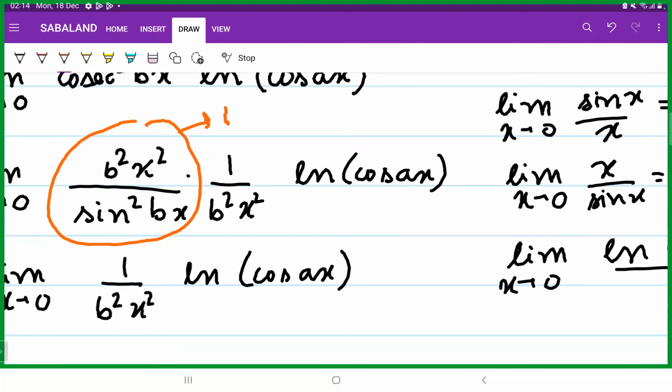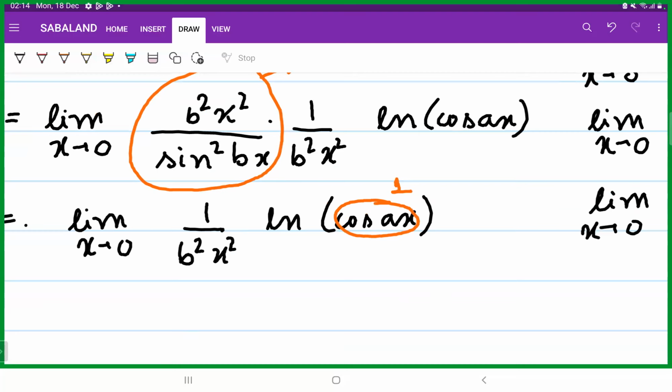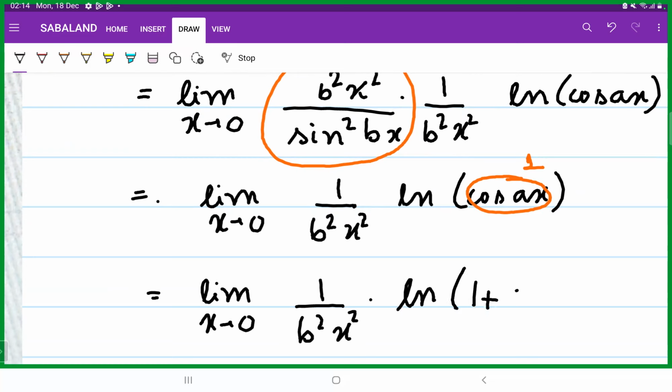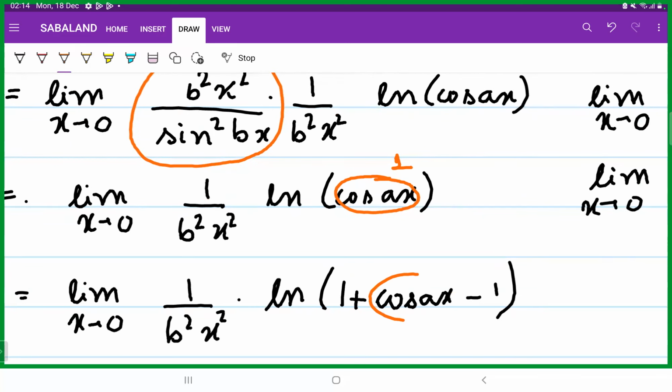Now here we can see that cos ax tends to 1, right? I'm sorry, not 1. Yeah, it tends to 1. So it does not tend to 0, and we have to make it tend to 0. So this is what we can do. Limit x tends to 0, 1 by b square x square, and we'll basically add and subtract 1. Now we can compare this portion with the x in this particular expression which has been given. So now this entire thing tends to 0, and this is 1 plus 0, right?